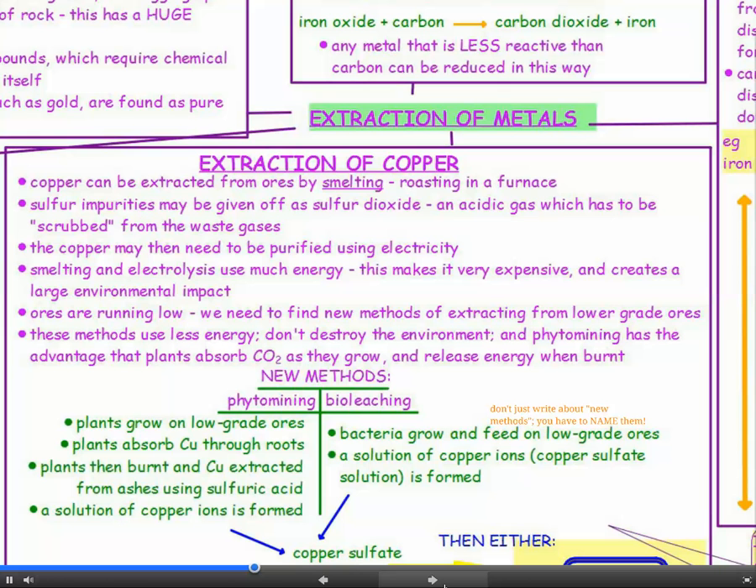So let's have a look at how copper is extracted. It's a different process. Copper can be extracted from ores by smelting. This is roasting in a furnace. The copper ore may contain sulphur impurities, so when these are heated with air, sulphur dioxide may be given off as a waste gas, and it's strongly acidic, so it has to be scrubbed from the waste gases. The copper then may need to be purified using electricity, and the smelting and the electrolysis use a huge amount of energy, so this makes it a very expensive process and creates a large environmental impact.